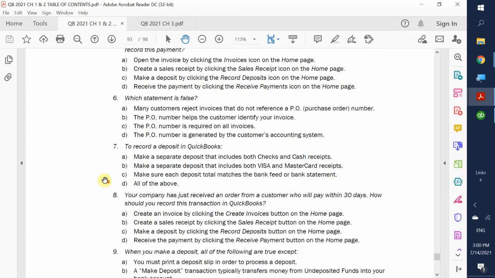Number 7. To record a deposit in QuickBooks, D, all of the above is actually not right. Any other tries? Any other guesses? Is it C? C, make sure that each deposit total matches the bank feed or the bank statement. Now, in this case, we didn't even talk about bank reconciliations yet, so I don't know why they asked this question. But C is definitely what you want to make sure, because you're going to the bank and depositing this money, so you're obligated to make sure that your bank deposit slip matches as well.